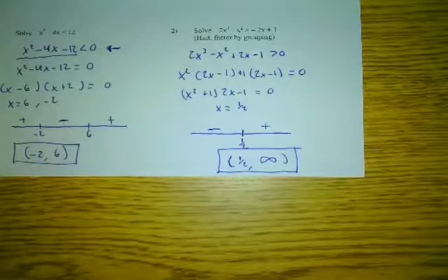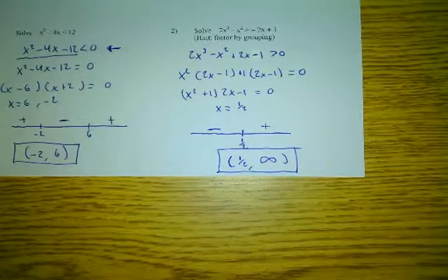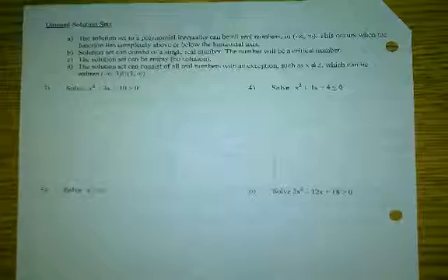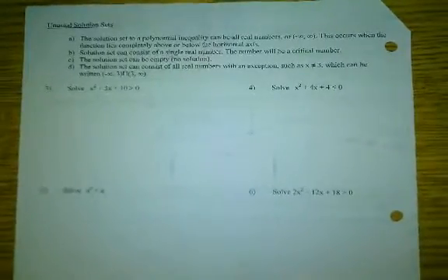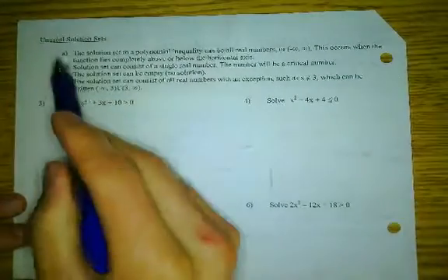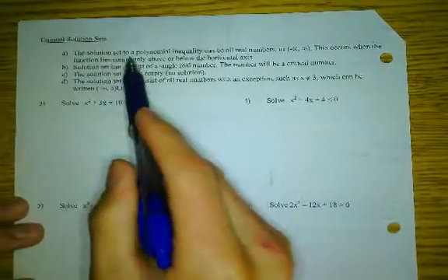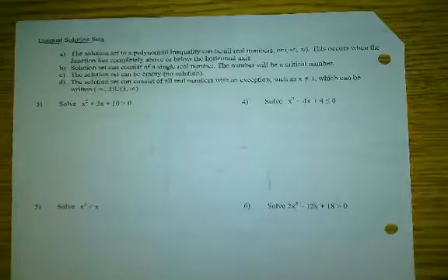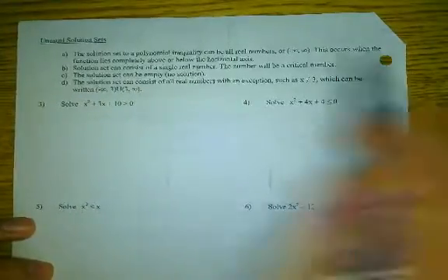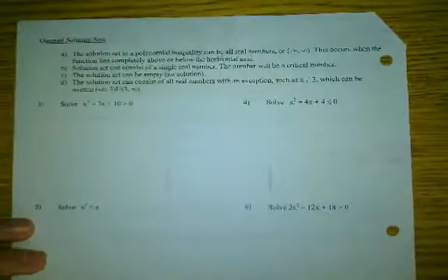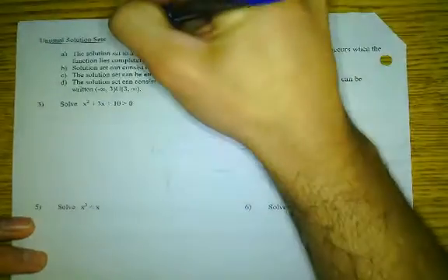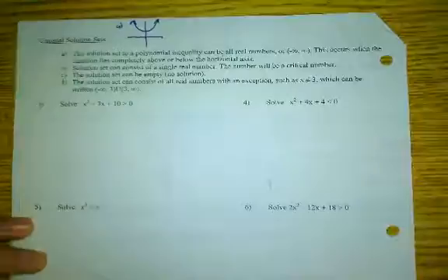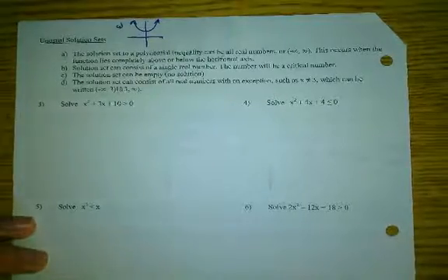There are some unusual situations that you can run into when dealing with inequalities. For example, the solution set to a polynomial inequality can happen to be all real numbers, or from negative infinity to positive infinity. This occurs when the function lies completely above or below the horizontal axis. For example, you can have a function, here's your xy axis, that lies completely on the top. If I'm asking you when is this greater than 0, it would be the entire time. Correct?